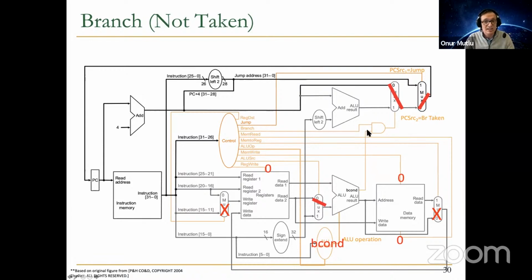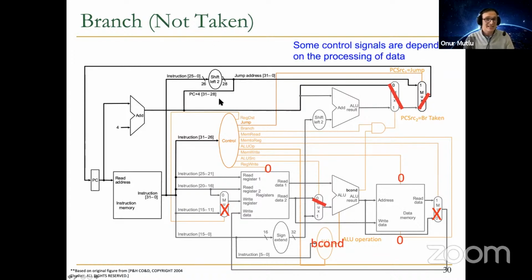And if the condition is true, and this is a branch, then we need to select this. This is not taken. In this case, the branch condition is false. So we need to select PC plus 4 to go over here. And this is not a jump, as you can see. Okay. So do no harm and make sure that you get PC plus 4 into the PC. So this is not taken.